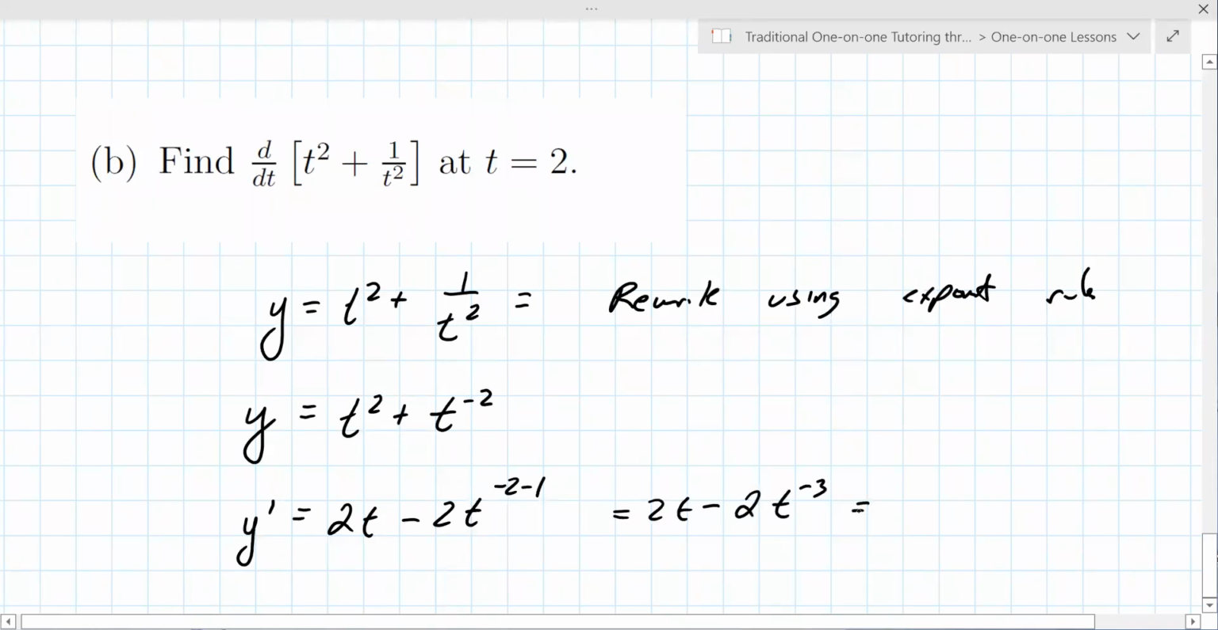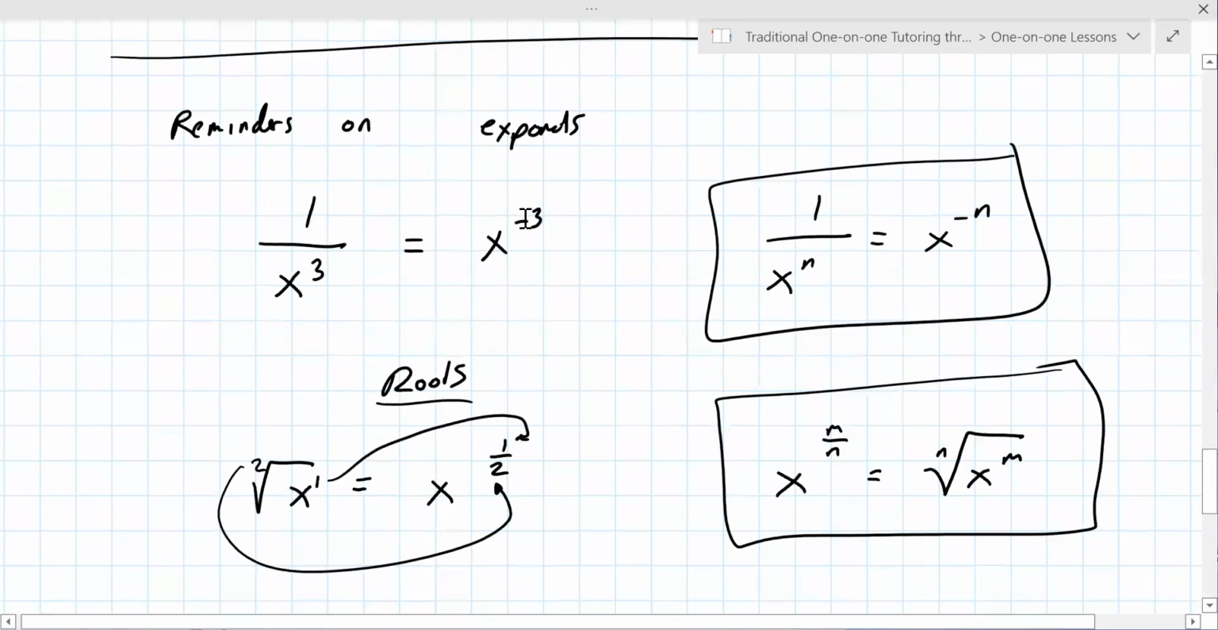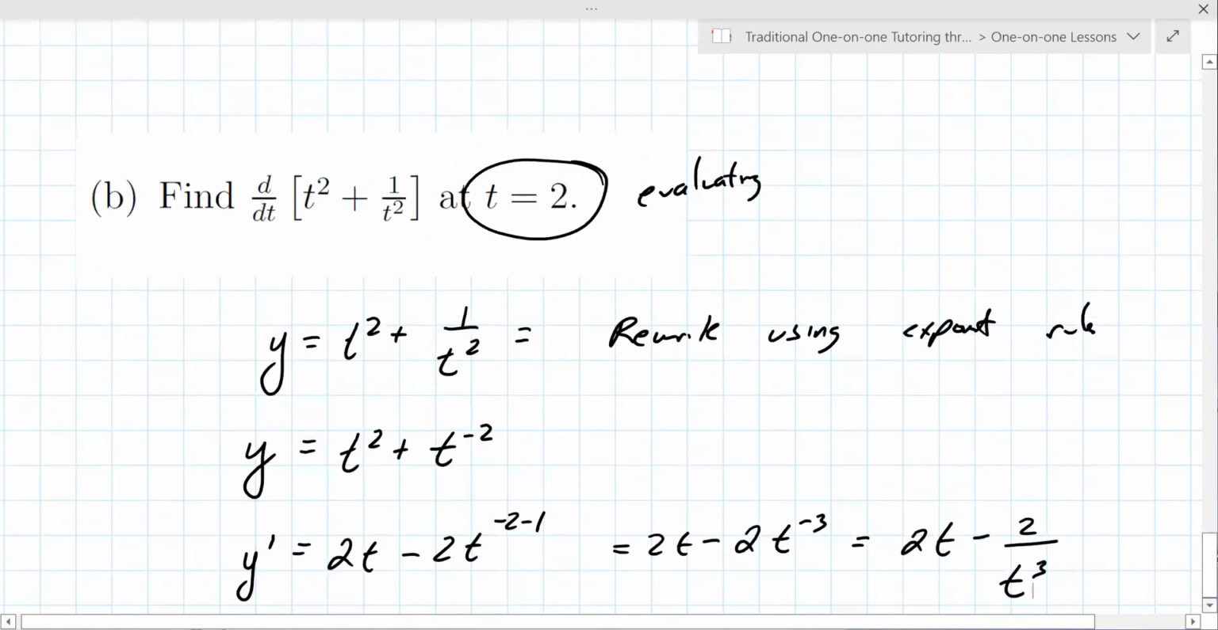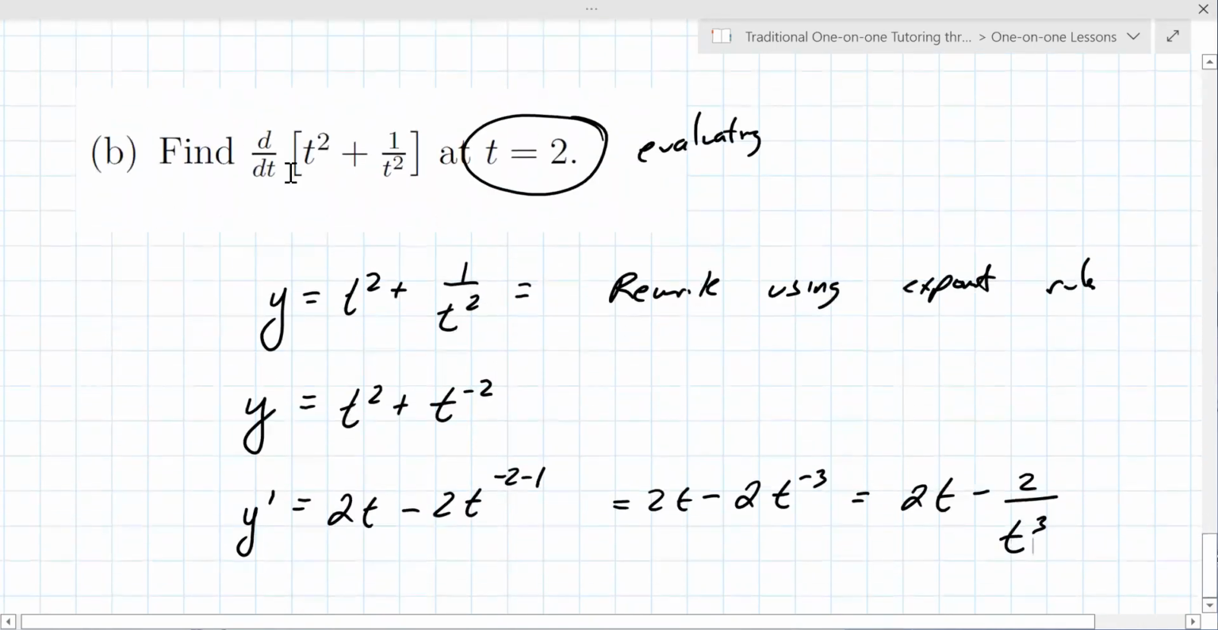And then you might want to go a little bit further. Since you're evaluating it, you do want to try and simplify. It does help a little bit. So this becomes 2t minus 2 over t cubed. And that's just the flip, going backwards, of this rule right here with your exponents.